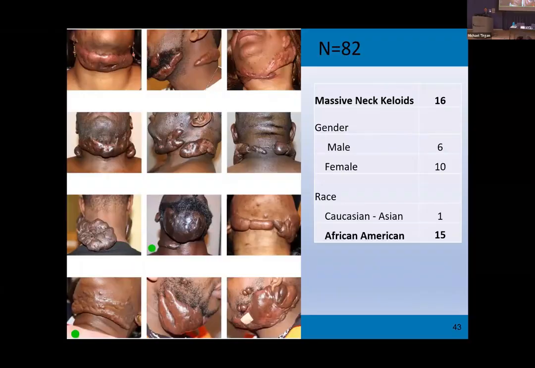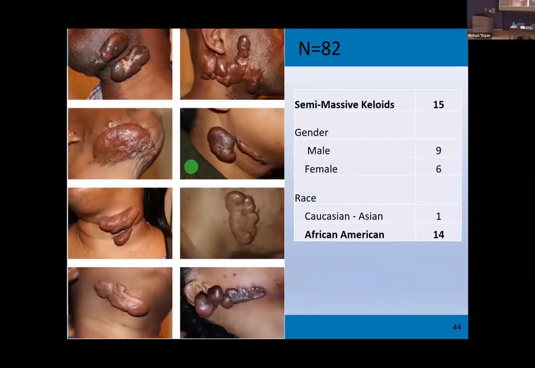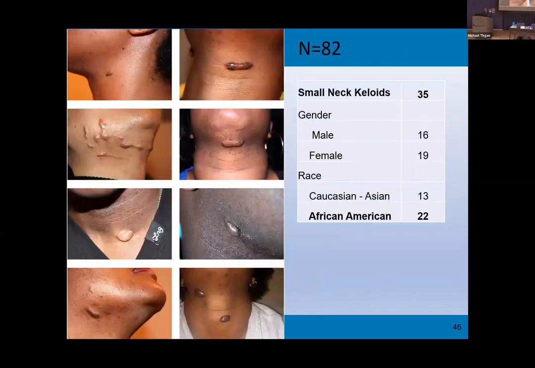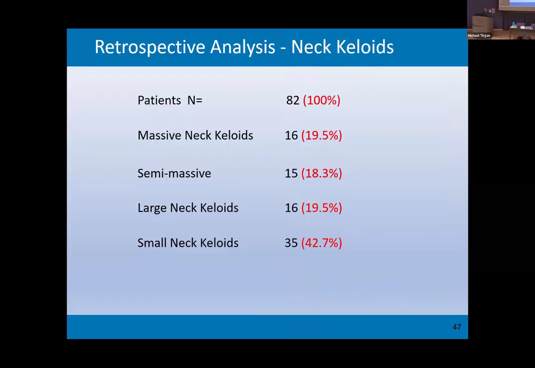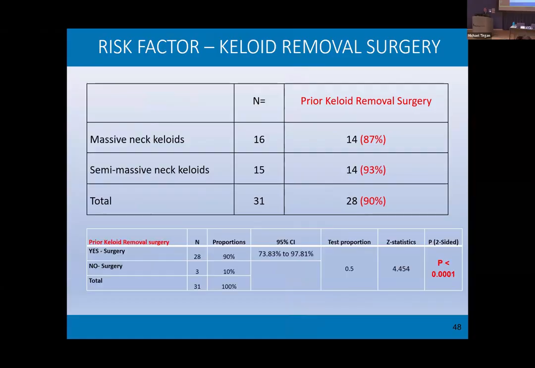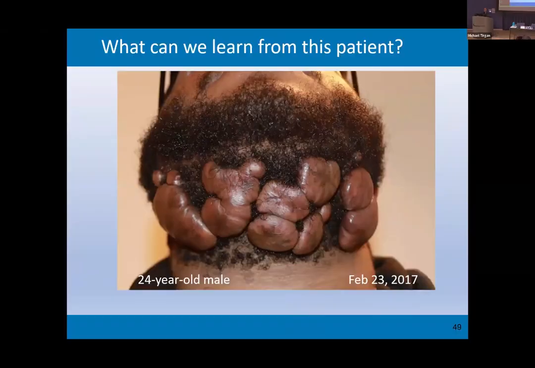Same data applies to the patients who have large keloids: massive, semi-massive, large, and smaller neck keloids. And we look at that, about 20% have massive, about 18% have semi-massive. And here there were 1 or 2 patients who did not have surgery before, the majority did. And again, the p-values are off the chart, 0.0001. So there is a direct correlation with worsening.